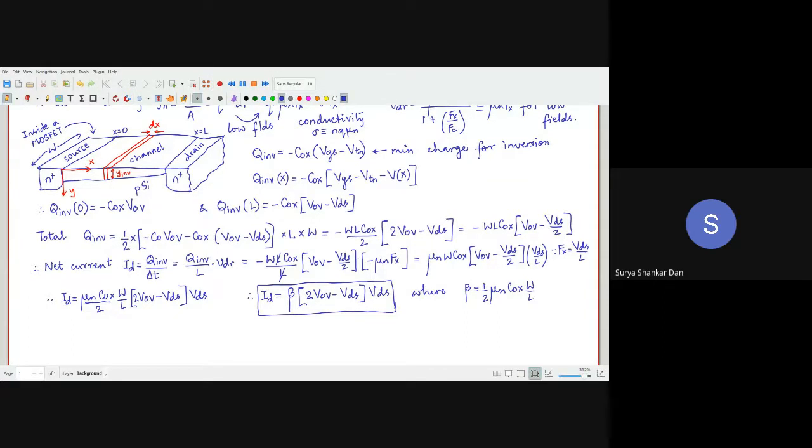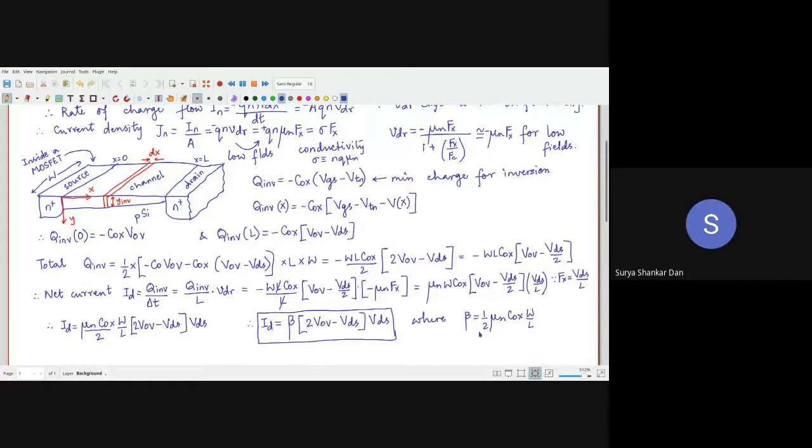Since I am unable to see Ashok, just open up your microphone and speak up. Yes, sir. Am I audible? Sir, even if we apply negative gate voltage, the equation will be this only, right? No. If you are applying a negative gate voltage to the N MOSFET, what will happen? There will be no question of inversion. When is inversion happening?